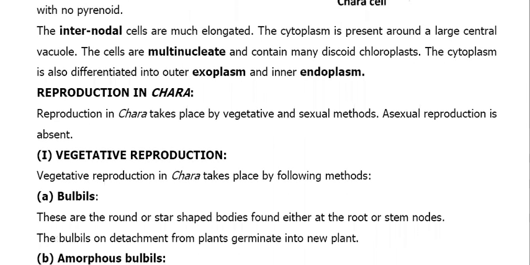The internodal cells are much elongated. The cytoplasm is present around the large central vacuole. The cells are multinucleate and contain many discoid chloroplasts. The cytoplasm is also differentiated into outer exoplasm and inner endoplasm.